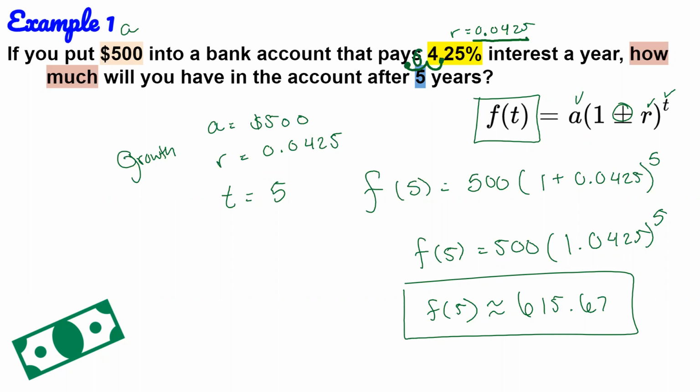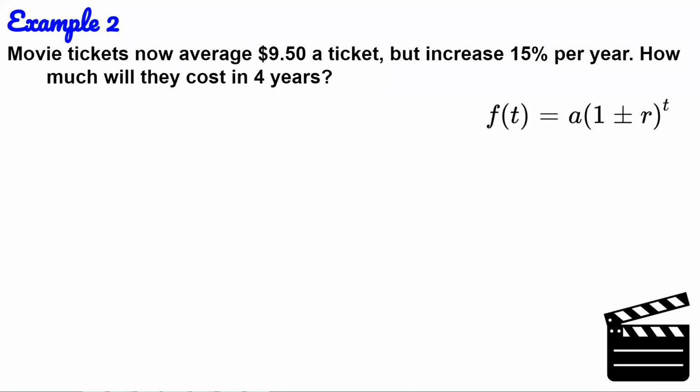All right, so this time we have movie tickets, and the average price for a ticket is $9.50, but it increases 15% per year, which seems kind of relatable to us.